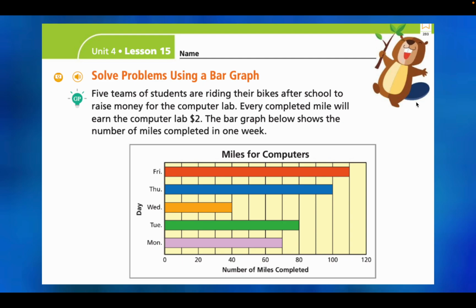Unit 4, Lesson 15. Get out workbook page 293. Pause the video until you're ready. You just need that one sheet out.